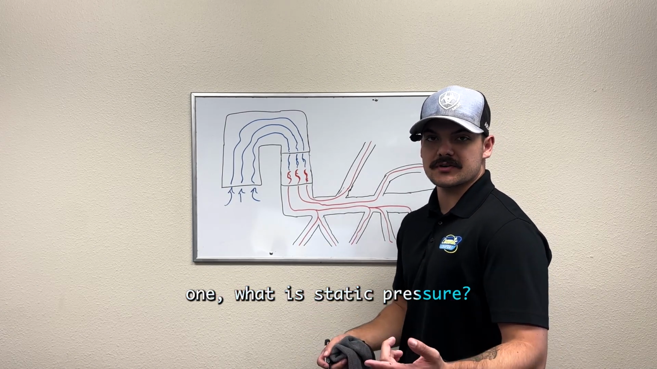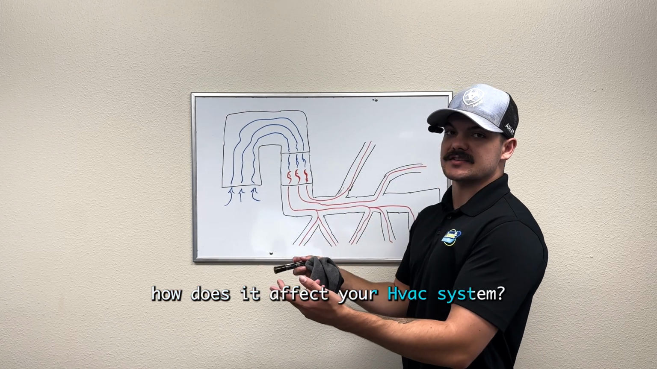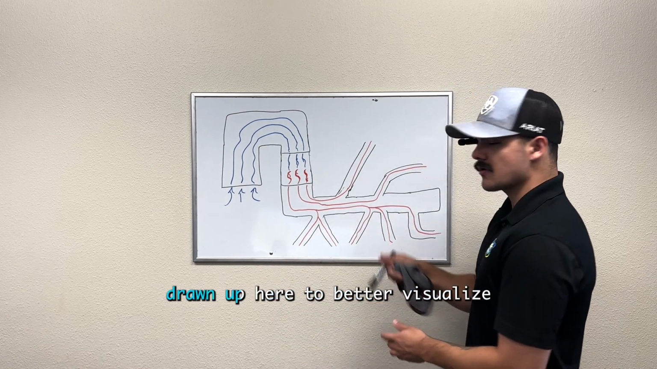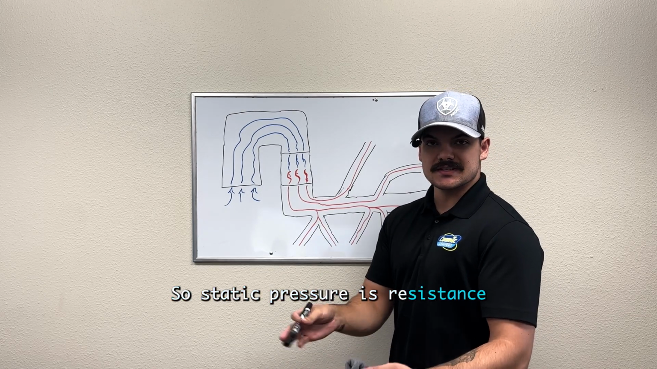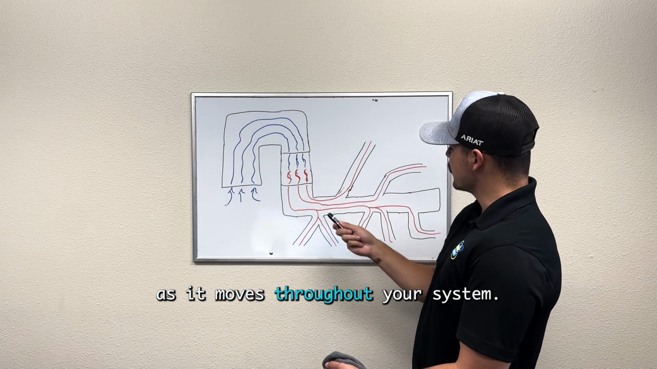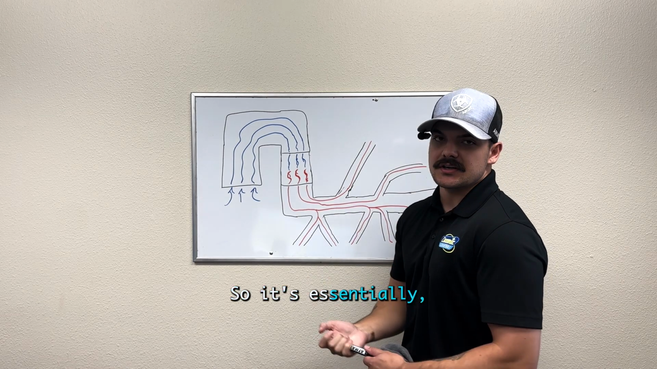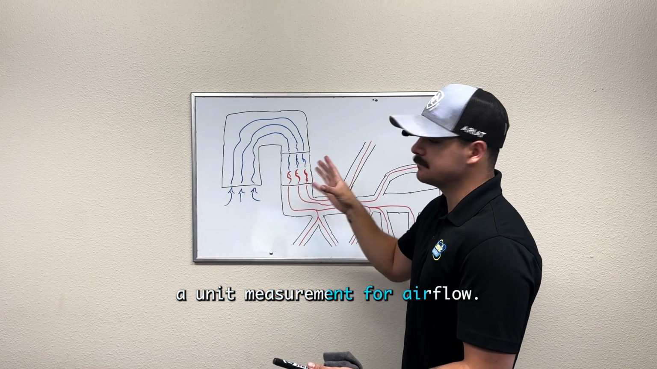One, what is static pressure? And two, how does it affect your HVAC system? So I've got a poor man's Picasso drawn up here to better visualize what I'm talking about. So static pressure is resistance experienced by air as it moves throughout your system. So it's essentially a unit of measurement for airflow.